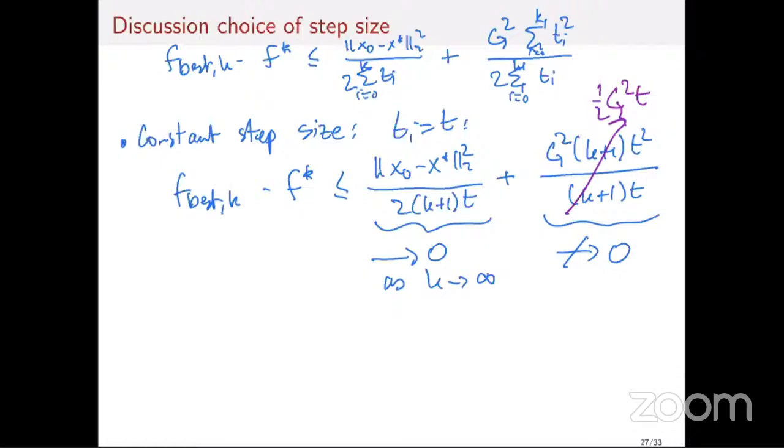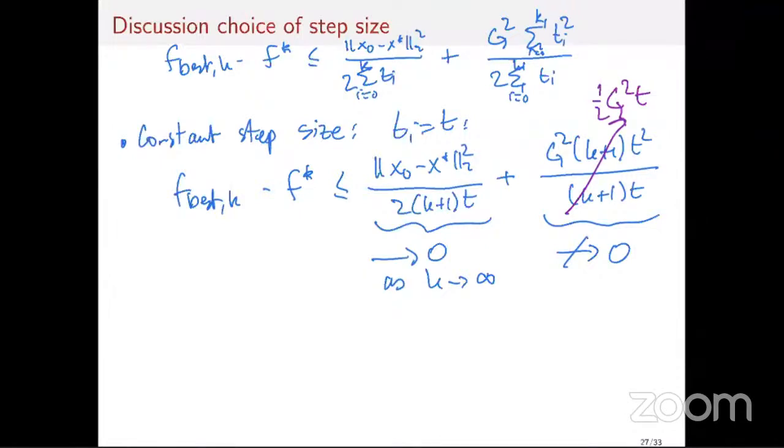So it's going to converge to a neighborhood whose size is proportional to G squared t divided by 2. Where G, maybe I forgot to mention it, even though it was written on the slide, G is the Lipschitz constant of the function f.